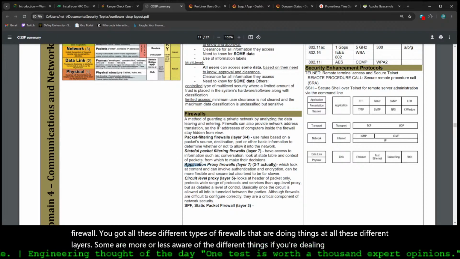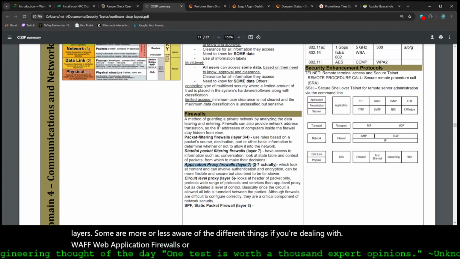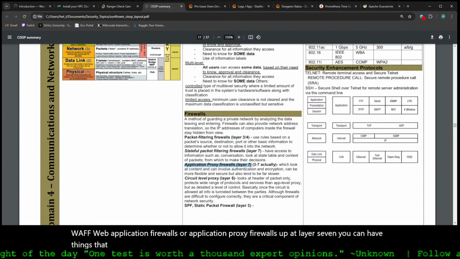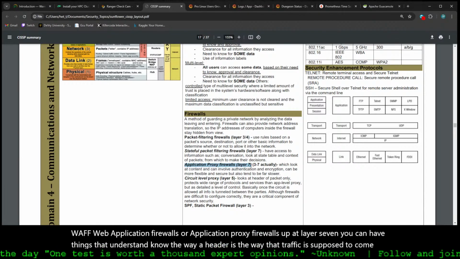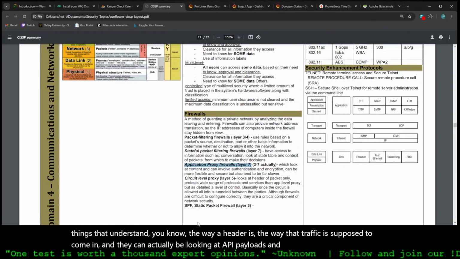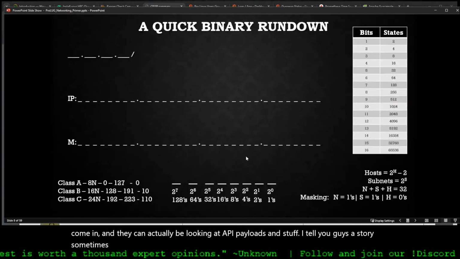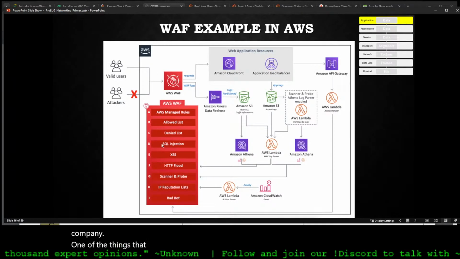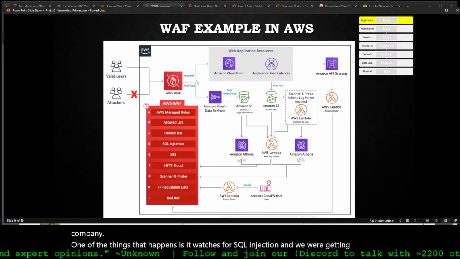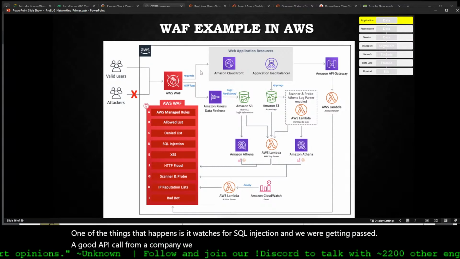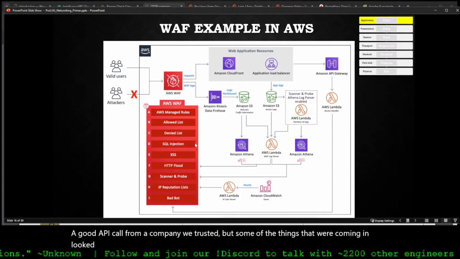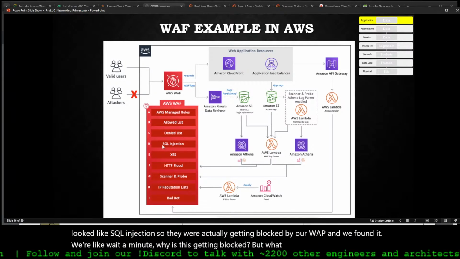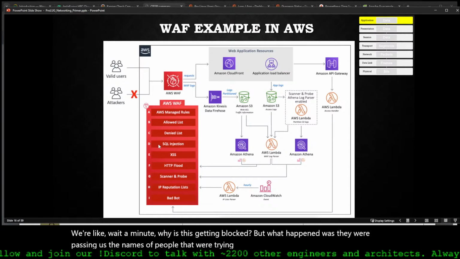If you're dealing with WAFs, web application firewalls, or application proxy firewalls up at layer 7, you can have things that understand the way a header is, the way that traffic's supposed to come in, and they can actually be looking at API payloads. I tell you guys a story sometimes, from when I was running the web application firewall for a big company. One of the things it does is watch for SQL injection. We were getting a good API call from a company we trusted, but some of the things coming in looked like SQL injection, so they were getting blocked by our WAF. And we're like, wait a minute, why is this getting blocked? What happened was they were passing us the names of people that were trying to pay us, right? We were dealing with banks.